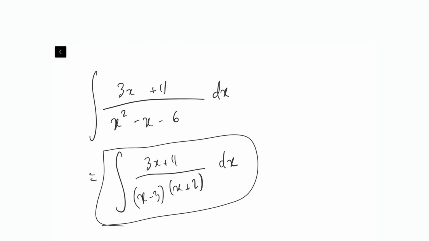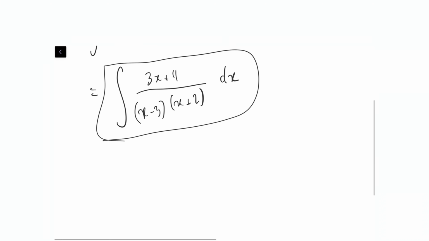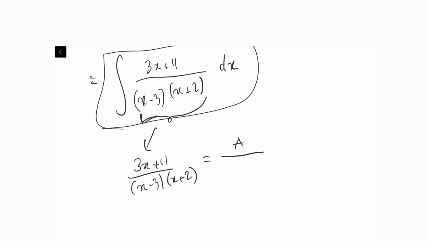If we let this be u, we don't have its derivative or a multiple of its derivative in the integrand. So we can use partial fractions. How does that work? Well, it basically is a method of rewriting. So we have this 3x plus 11 over (x minus 3)(x plus 2). How can we rewrite this? Partial fractions, meaning splitting them up.